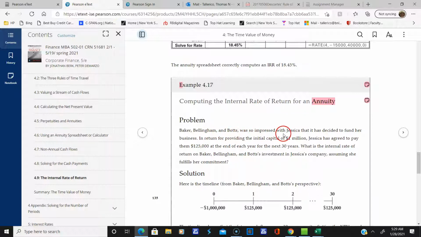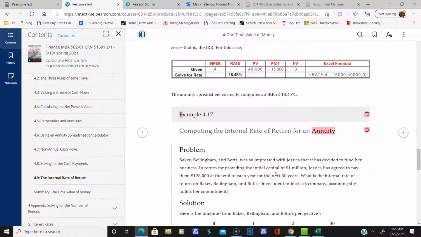So this company here was so impressed with Jessica, right, that it decides to fund her business. In return, the initial capital of $1 million. Jessica has agreed to pay them $125,000 at the end of each year for the next 30 years. So what is the internal rate of return on their investment in Jessica's company, assuming she fulfills her commitment?